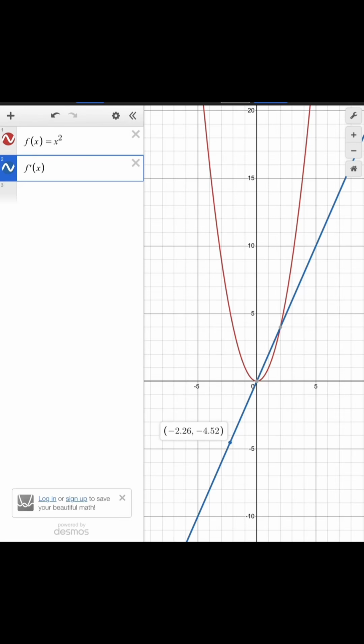So that negative value indicates that we have a downward slope or a negative gradient, which means that at this point here, negative 2.2, the graph is decreasing, or the instantaneous rate of change is negative.